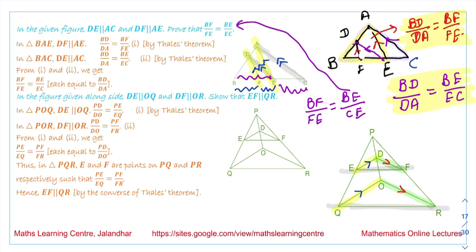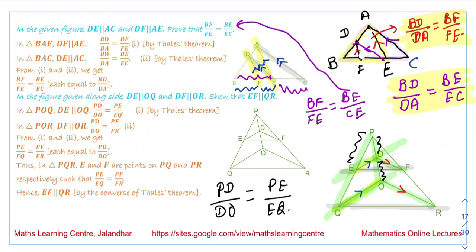So in the triangle POQ, this triangle we are talking about, we are saying this ED and OQ, these two lines, are parallel to each other. So what we have is that PD over DO is equal to PE over EQ. We are saying this PD over DO is equal to PE over EQ. We are talking about this triangle. These are the two parallel lines, so we get this result.